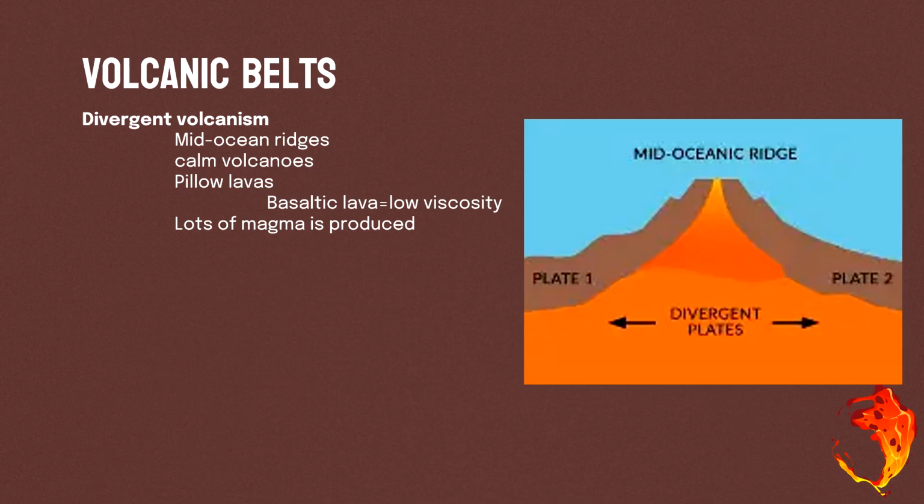And they create something called pillow lavas. These pillow lavas are basaltic lava, which means they have low viscosity, and basaltic because it's ocean plates, okay? So an example of this would be the mid-ocean ridge that is separating, slowly making the Pacific plate grow bigger.